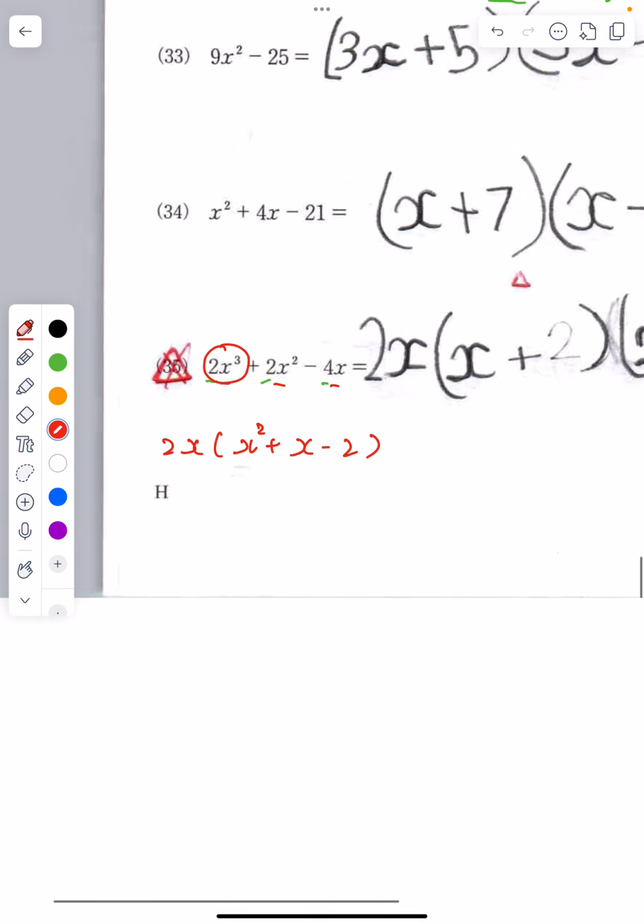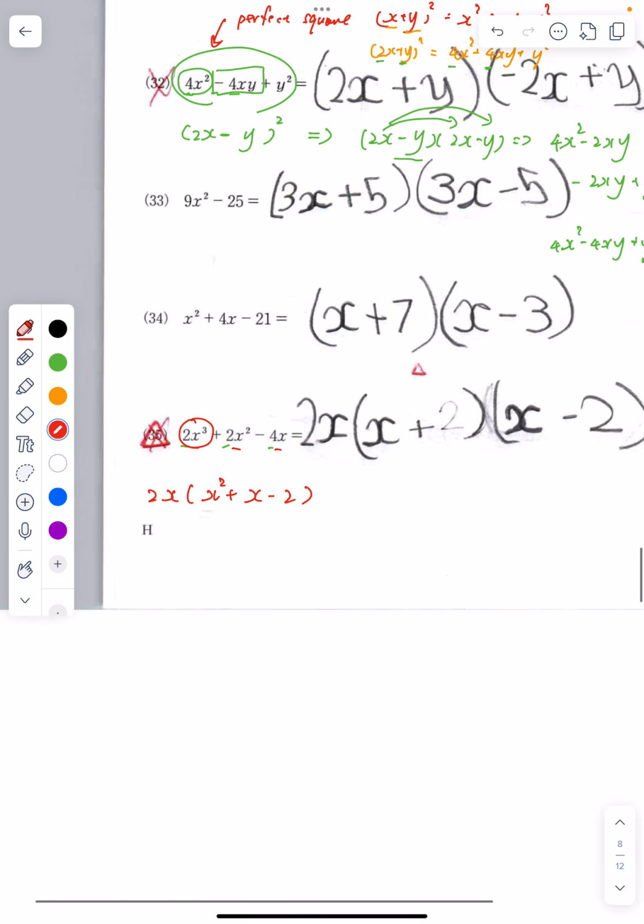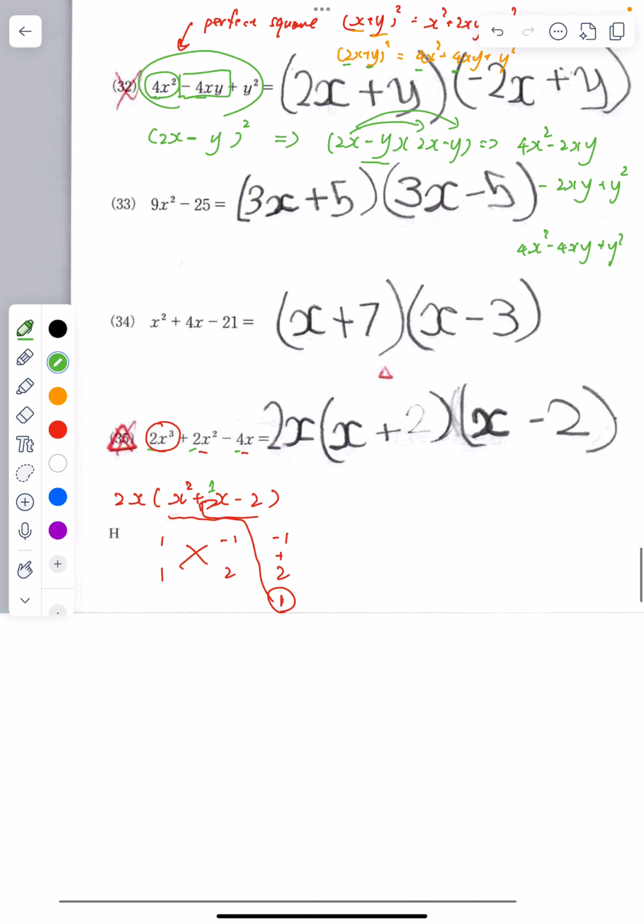And as you can see over here, this looks like 1, 1, positive 2, negative 1. If I do that, I will see this is 2, this is negative 1. Negative 1 plus 2 is equal to 1, which fits the coefficient over here, since you don't have anything before the x, which means that this is basically a 1. So my factorization should be 2x, x minus 1, x plus 2.